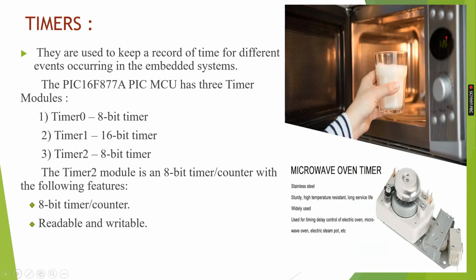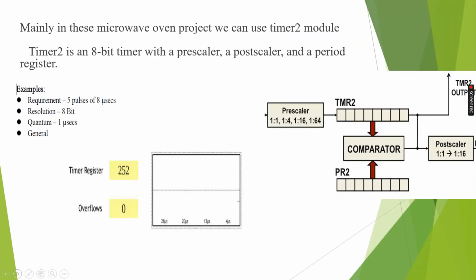Timers are used to keep a record of time for different events occurring in the embedded system. In PIC 16F877A, there are three timer modules. Timer 0 is an 8-bit timer, and the others are timer 1 and timer 2. The timer module is an 8-bit timer counter with the following features: 8-bit timer, readable and writable. Mainly in this micro project, we use the timer 2 module. Timer 2 is a timer with a pre-scaler, a post-scaler, and a period register.